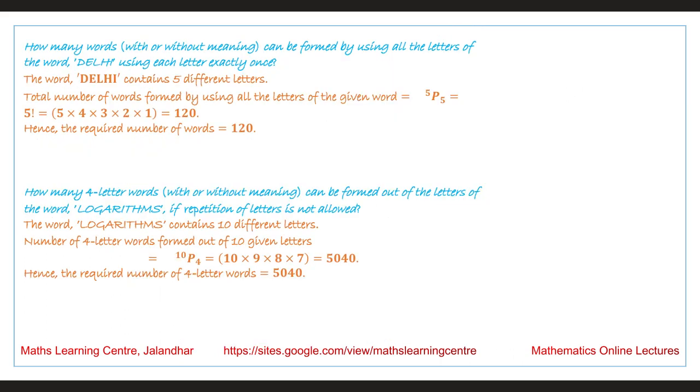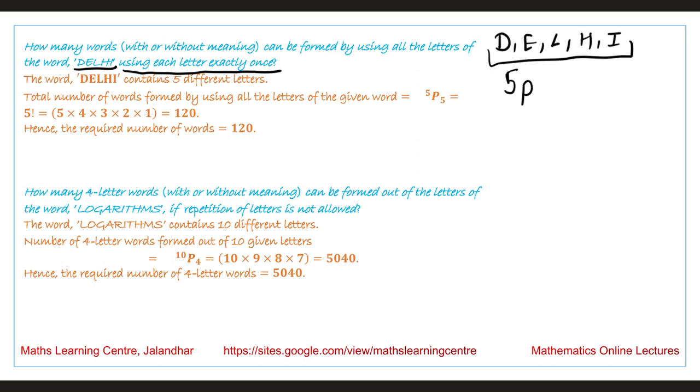Next is: how many words with or without meaning can be formed by using the letters of the word DELHI, using each letter exactly once? Out of these 5 letters, we have to choose 5 letters. So we are talking about 5P5, that is equal to 5 factorial, and that is equal to 120.